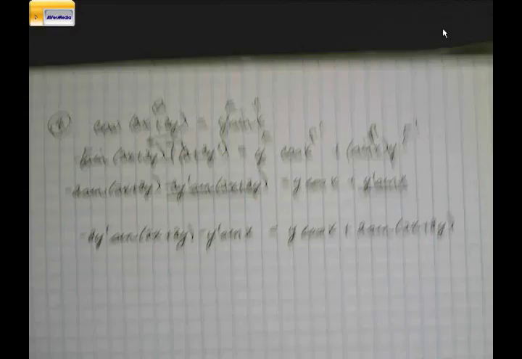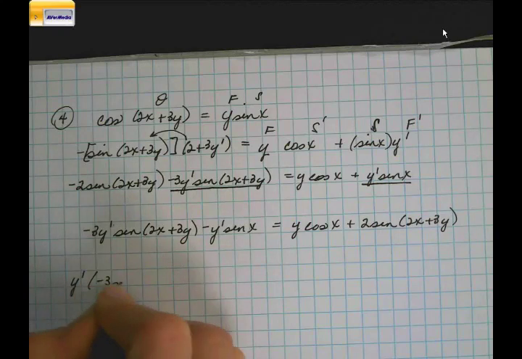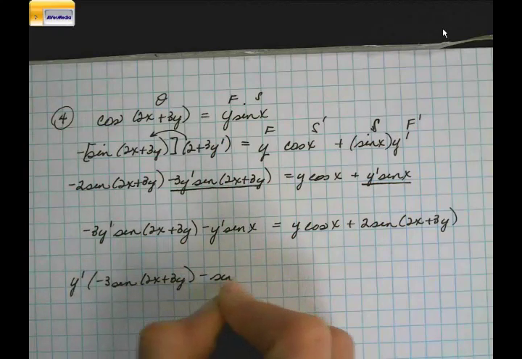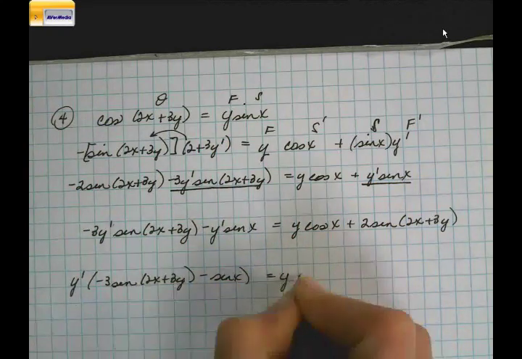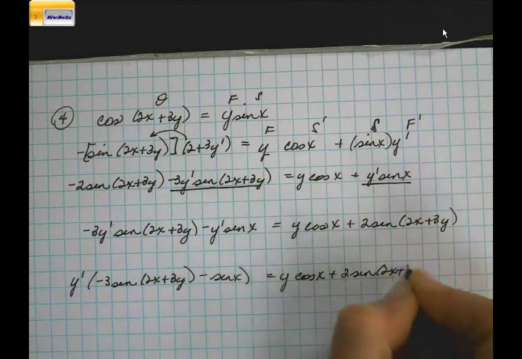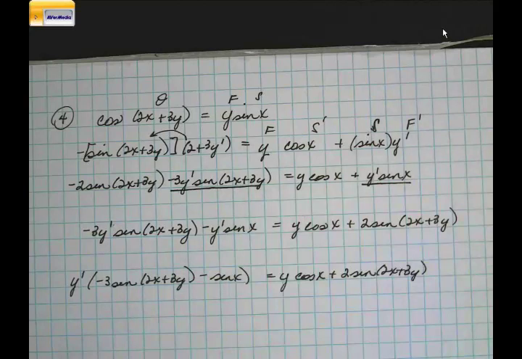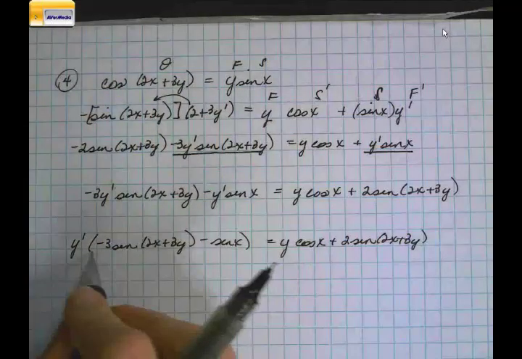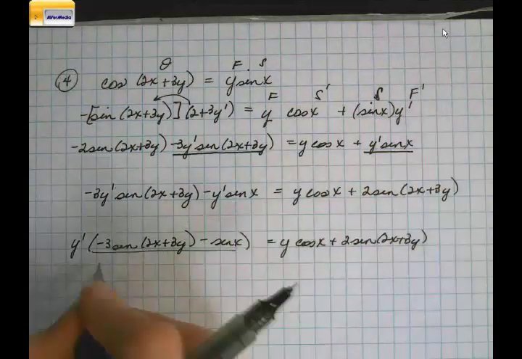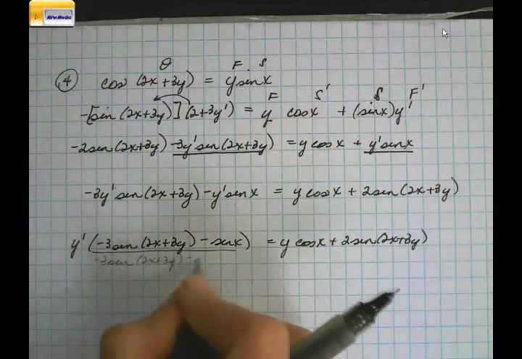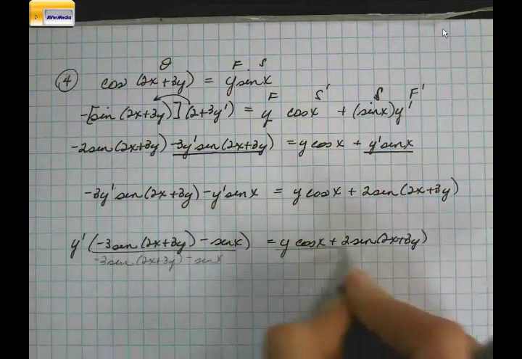Okay, so now factor out a y prime, and it's going to leave behind a negative 3 sine of 2x plus 3y minus sine x. And then divide it off. Then divide all of this off of y prime. So you're going to take a negative 3 sine of 2x plus 3y minus sine x off of each side.